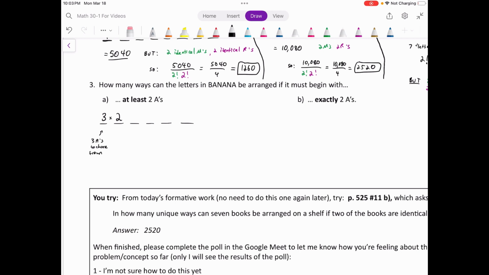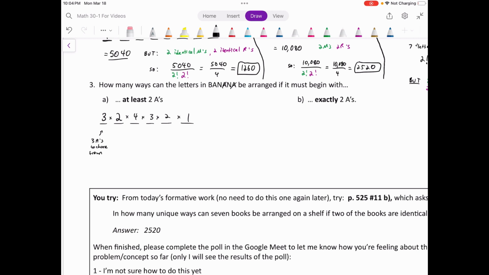Okay, and those were my only conditions, but we've got to think about what can go here now. It said at least 2 A's. So this could be an A, right? It's okay to have 3. That's still at least 2. It could also not be an A, right? That's still at least 2. So that means every letter that's left is available to us, right? It could be one of the A's or it could not be. That's fine, right? So we've used 2 of the A's. We're left with B, A, N, N. So that's 4 letters.